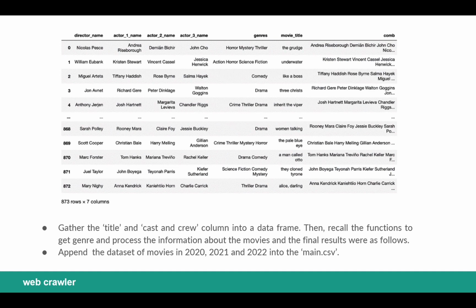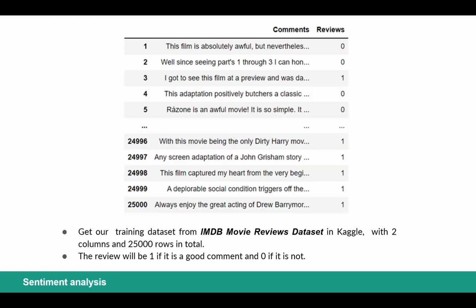For the web crawler part, we first gather the two columns, title and cast, into a data frame. Then we recall the functions to get the runner and process the information of the latest 3 years into the main file. And for the sentiment analysis part, we get our training dataset from Kaggle. There are 2 columns and 25,000 rows in total. The review will be 1 if it is a good comment and 0 if it is not.